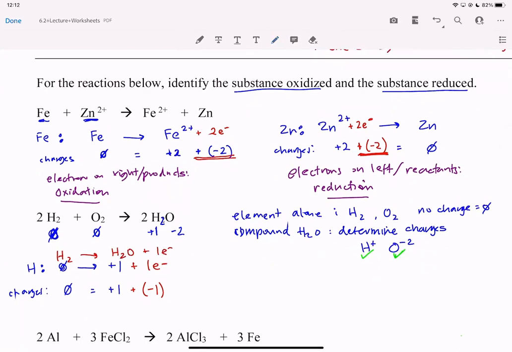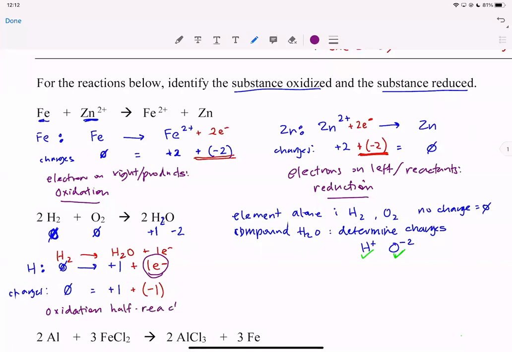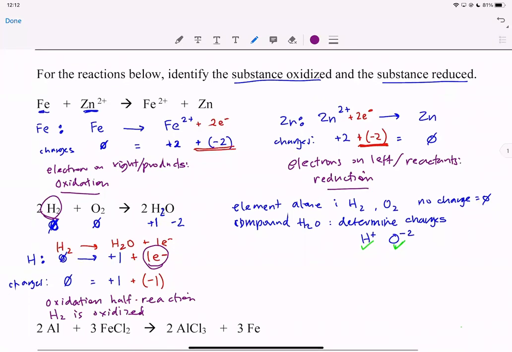When you have the electrons on the product side, this is the example of the oxidation half reaction. In this oxidation half reaction, the thing that is oxidized is the hydrogen. H2 is what is oxidized. It's only the reactants on the balanced equation, H2 or O2, that are going to be oxidized or reduced. Never anything on the product side can be oxidized or reduced.